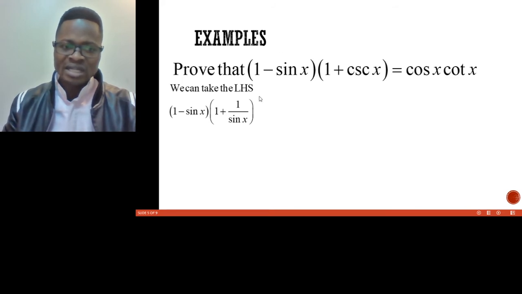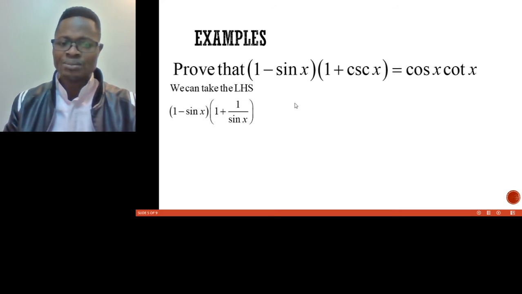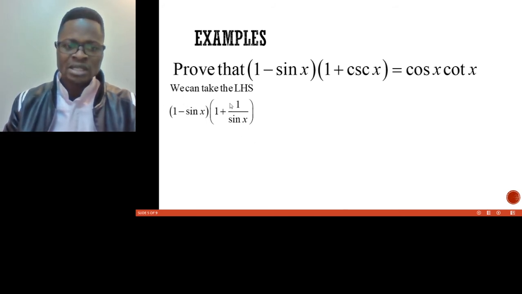When we take the left hand side, we have 1 minus sine x multiplied by 1 plus cosecant x. Now we have 1 and we have 1, and we have sine and we have cosecant. So we can take cosecant and transform it into sine. We know from the identity that cosecant x can be represented as 1 divided by sine x. So that is what I have done here. We have 1 minus sine x into 1 plus 1 divided by sine x. Cosecant x is simply represented by 1 divided by sine x.